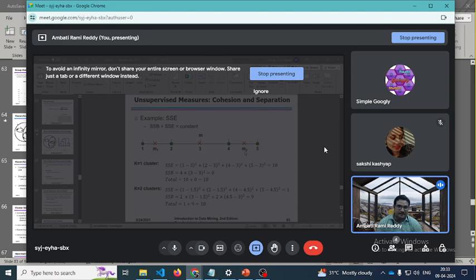I have explained three clustering techniques. There are several techniques out there, so with the help of this knowledge, you can study other clustering techniques also. The basic idea is maybe similar.